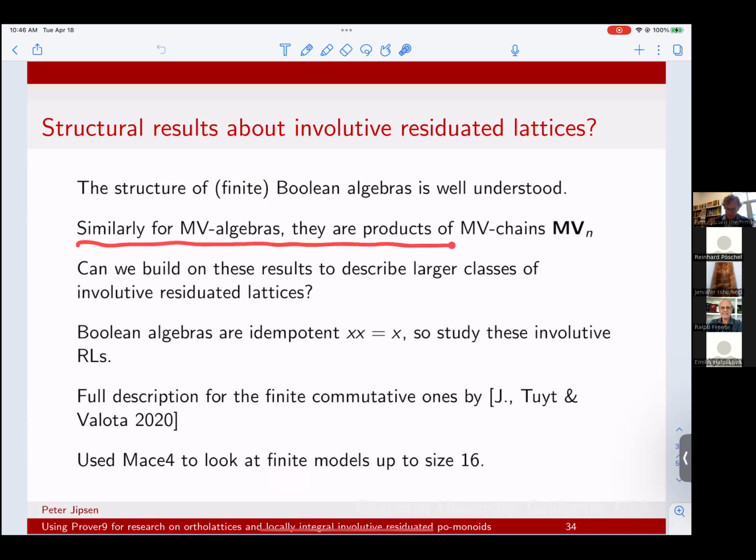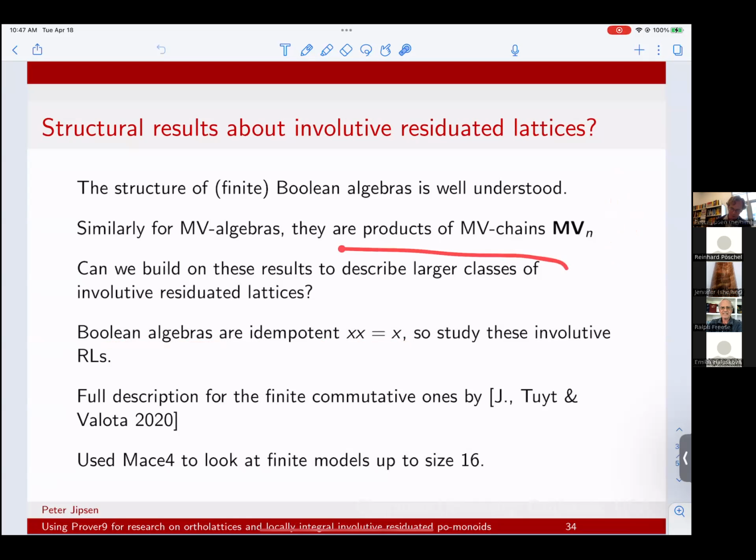Then similarly for MV algebras, they are all products of so-called MV chains. And MV chains are just things like this. You have 0, 1/2, 1. So it's a subset of the unit interval that is closed under this negation operation. And of course, it'll be closed under maximum and minimum. And it's also closed under the operation circled up, because 1/2 times 1/2 under that operation turns out to be 0. You're going down in an additive kind of way. And Boolean algebras are idempotent.